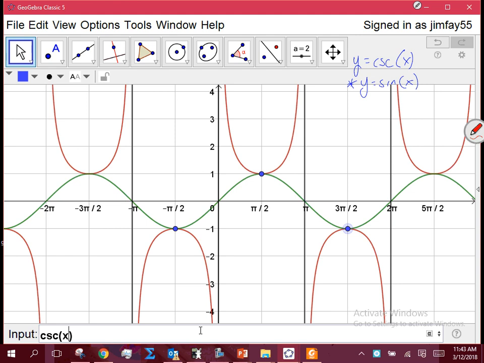Okay, so the whole idea here is that we recognize that the sine function or the cosine function actually helps us get the secant or cosecant. And you recognize here again that the period from negative pi to pi is still 2 pi.